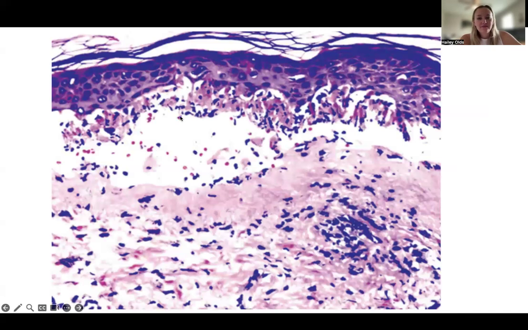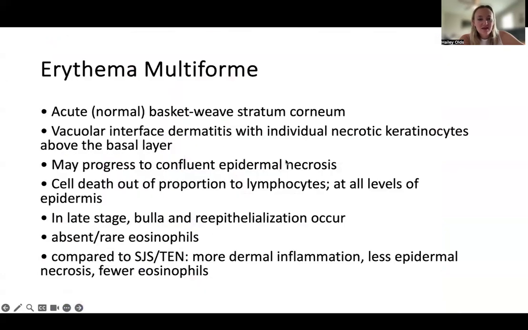Okay, this one, you have a lichenoid infiltrate here, and some of the epidermis is necrotic, but you still have some that's normal. This is not the best quality image. So this is erythema multiforme. So you have normal stratum corneum, and then you have vacuolar interface dermatitis with necrotic keratinocytes, and it's at all layers of the epidermis, so not just at the basal layer. And then you can eventually get confluent epidermal necrosis.